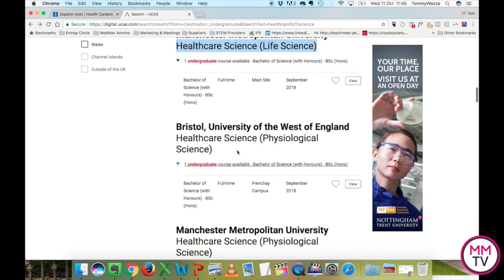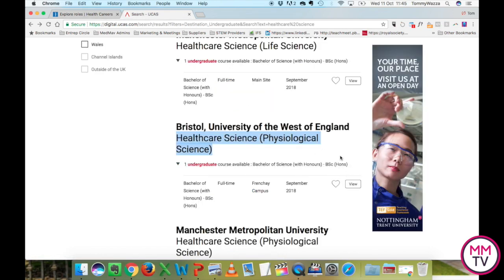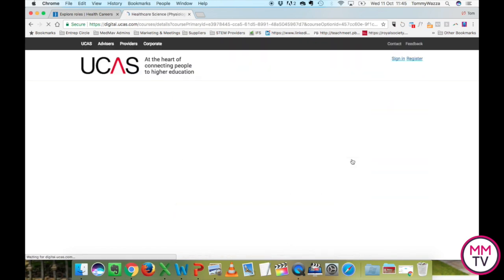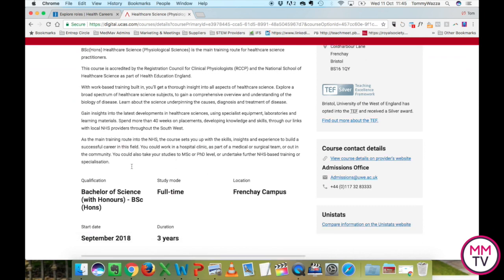If we go to Bristol, University of West of England again, we've got healthcare science in physiological science. So that is going to be perfect for us because cardiac sciences sits within the physiological science. I hope this is making sense. So let's click view on that one. There we go. So what does it say? Let's have a quick scan through.